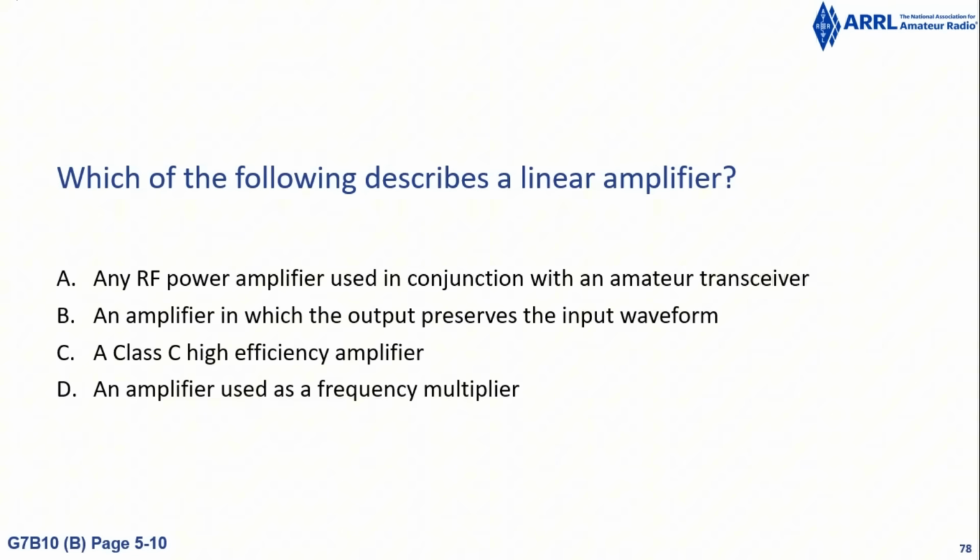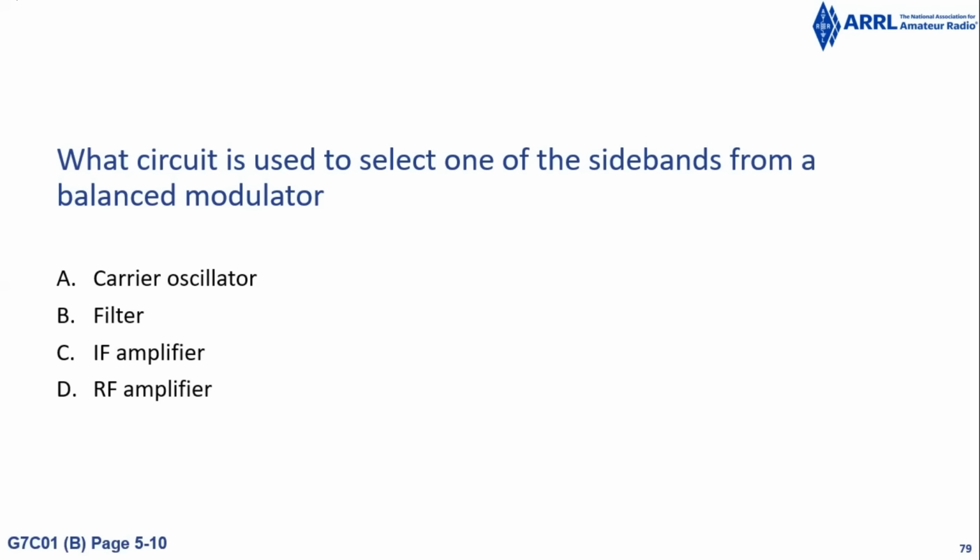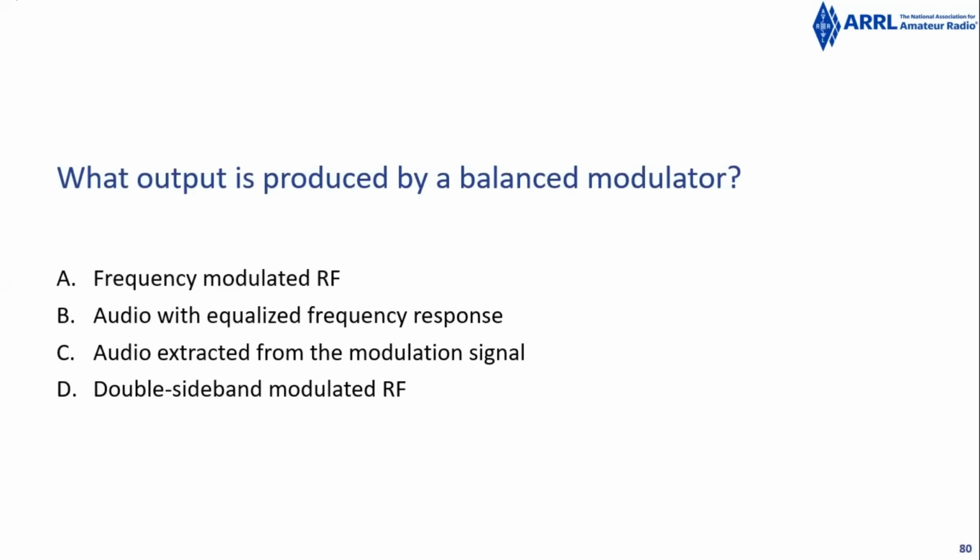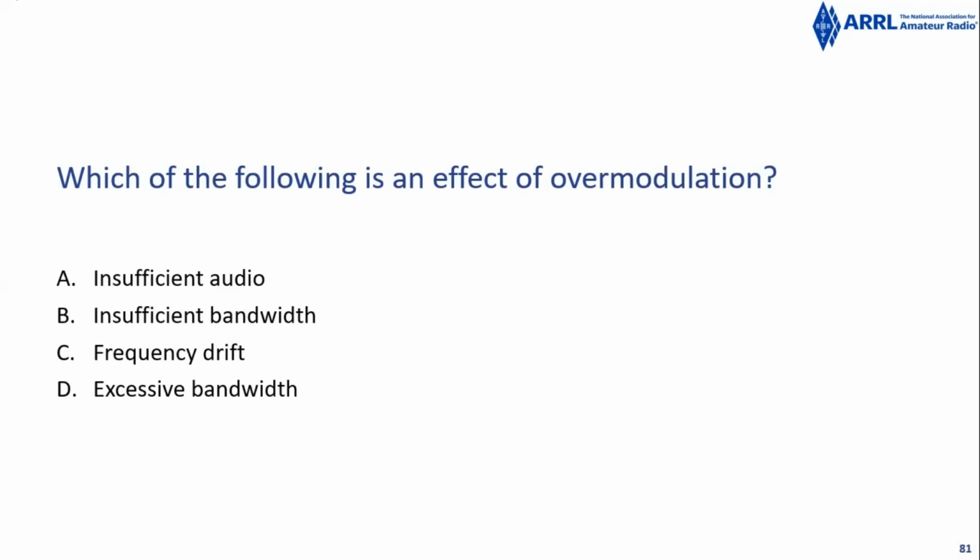What circuit is used to select one of the sidebands from a balanced modulator? You have an upper sideband filter, lower sideband filter. What output is produced by a balanced modulator? So a balanced modulator produces a double sideband modulated signal, D. Which of the following is an effect of overmodulation? Excessive bandwidth, B.